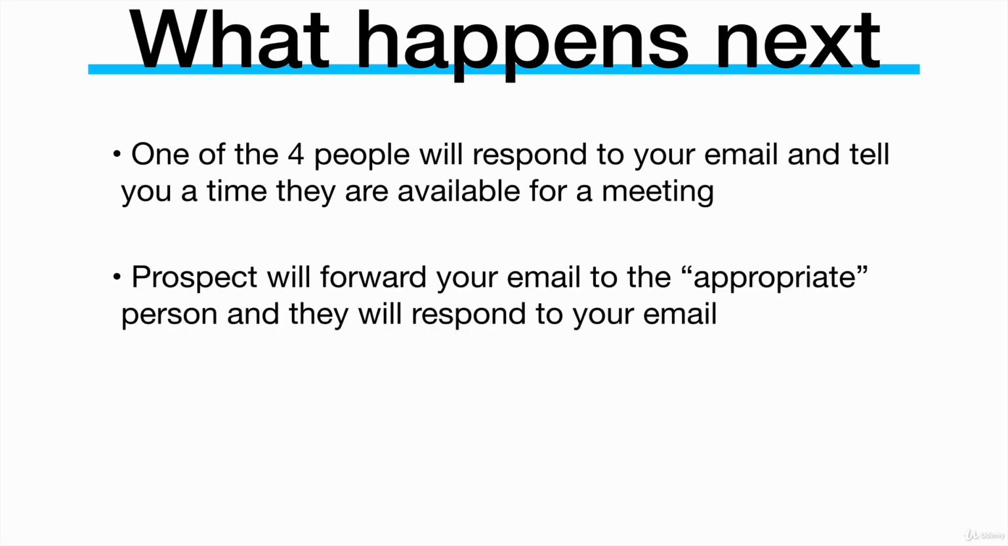The other thing that might happen is one of the 4 people may forward your email to the actual appropriate person who you should be talking to, and that person may respond to that email scheduling a meeting with you. And again, since you're emailing 4 people at a time, multiple people might email you back, but most likely one of them, the lower level person, will take a meeting with you.